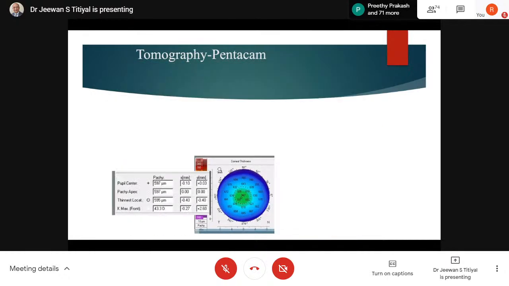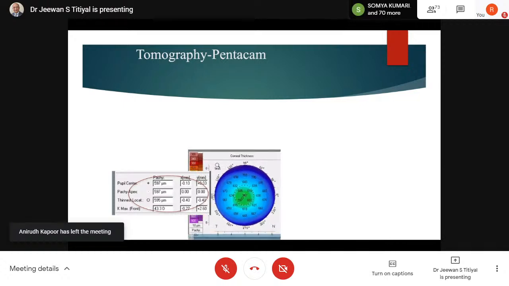Second important part is the pachymetry map, which you can see here. You can see the central part, the thinnest at the pupil center area, 597. Then you have the pachymetry apex, and this is almost matching. Then you have the thinnest local area, denoted by the circle. You can see a circle here. So this is important. That means thinnest of 595, and the difference between the pupil center pachy, pachy apex, and the thinnest point should not be more than 10 microns.